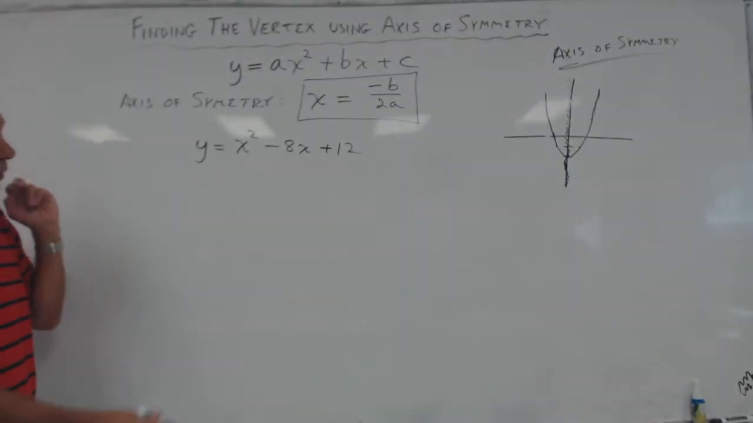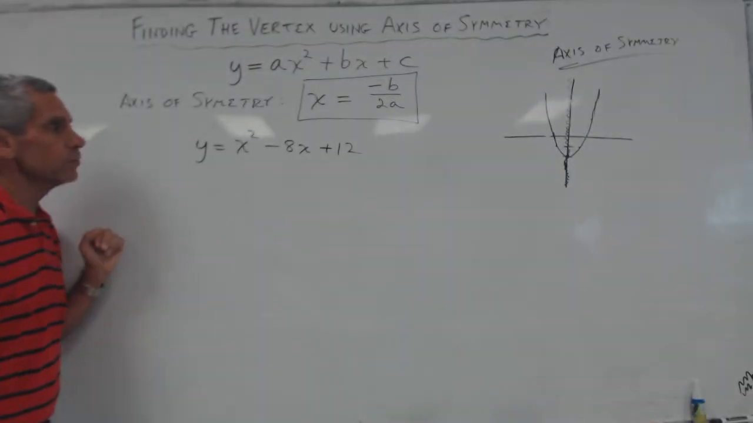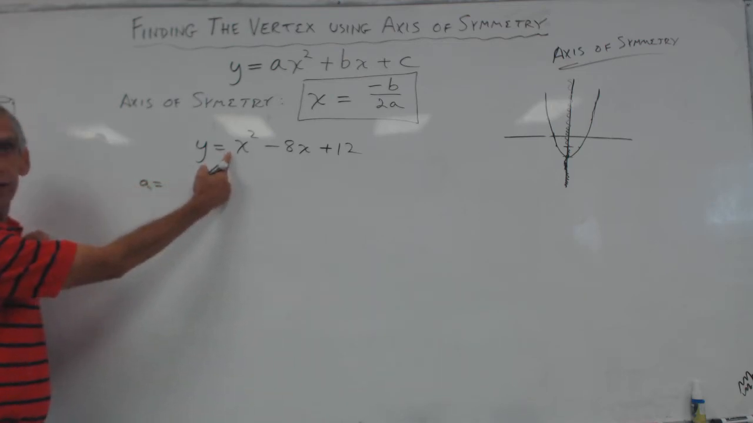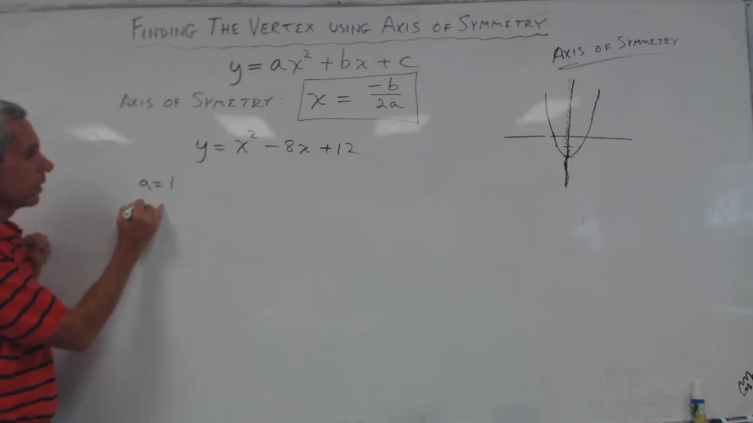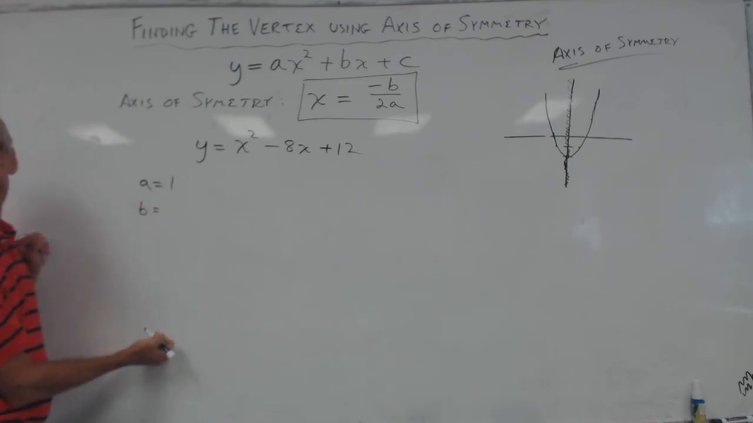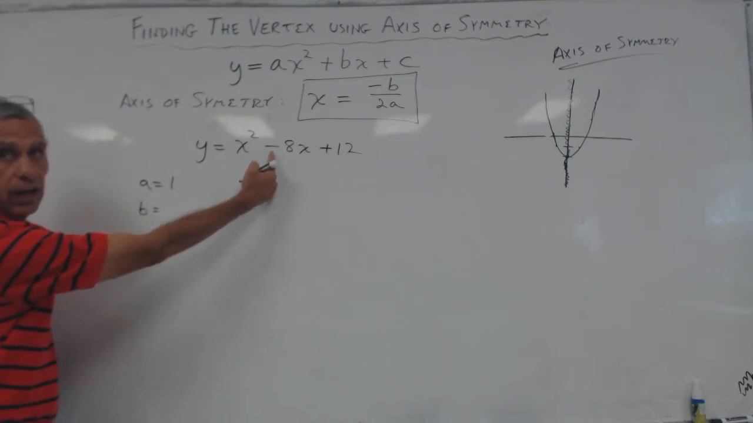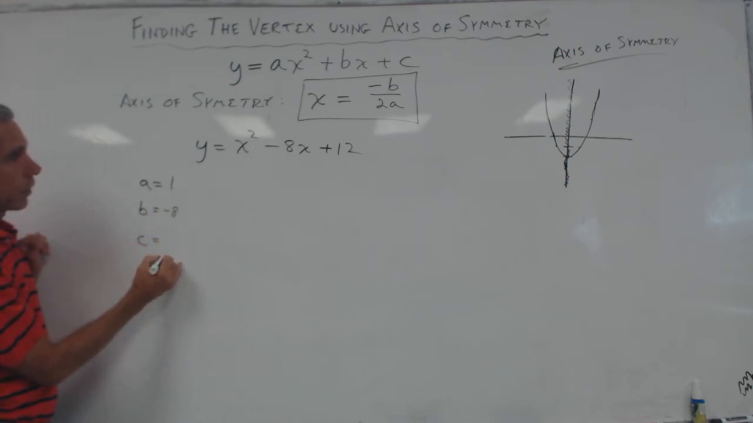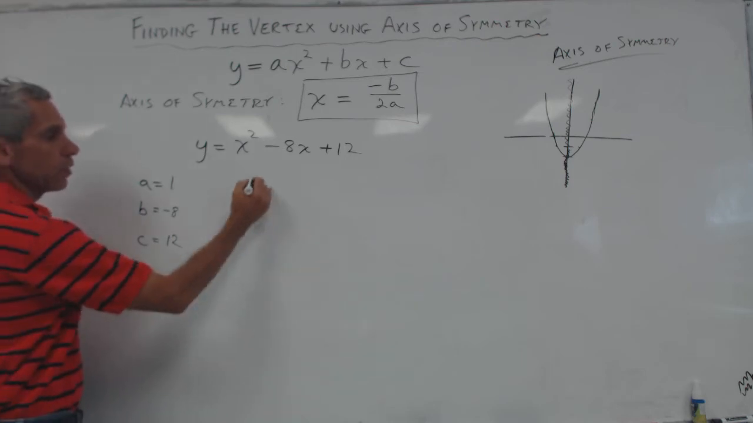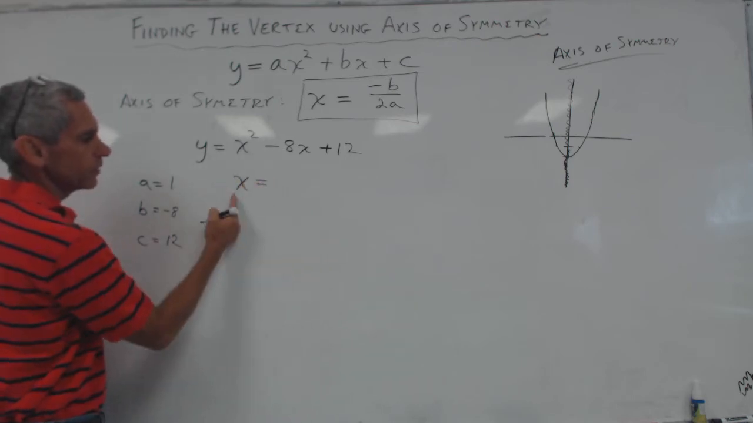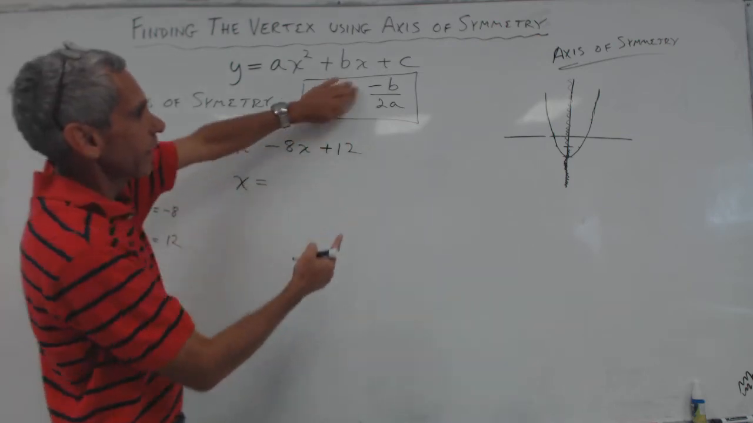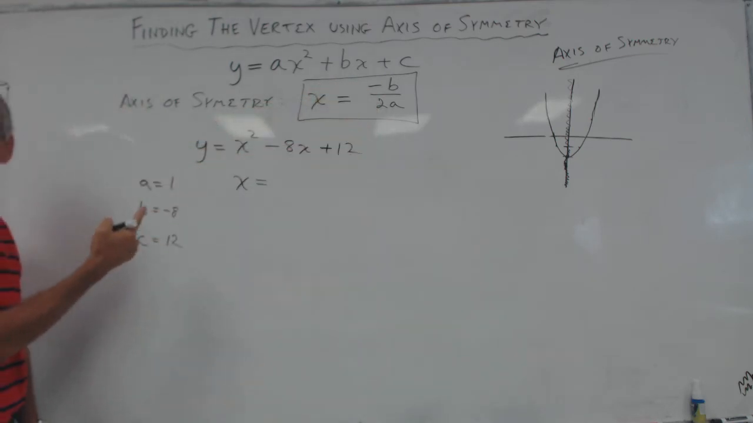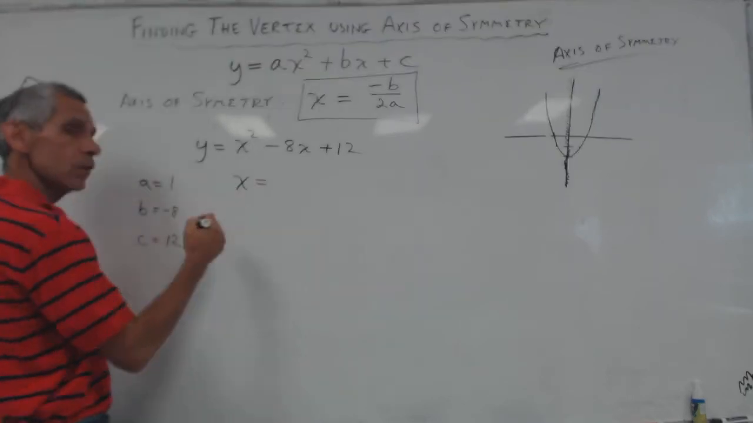So here we go. We're going to find our axis of symmetry. What is my a? It's 1. It's the number in front of the x squared, which is 1. What's my b? Negative 8. It includes the sign, so it's negative 8. What's my c? 12. You're right. Okay, here we go. x equals. Do not forget to say x equals. Don't just write negative b over 2a. Always write x equals, because that tells you what you just solved for.